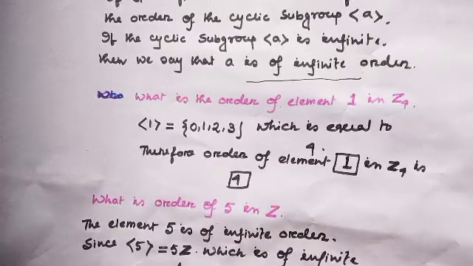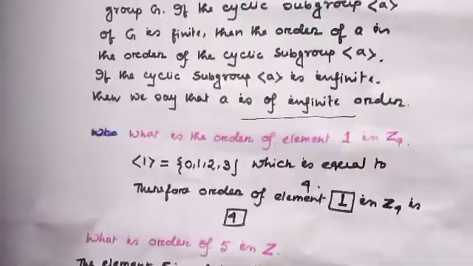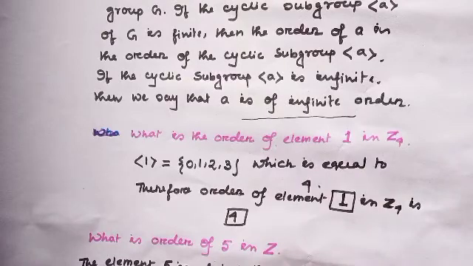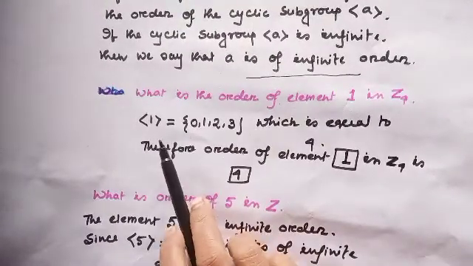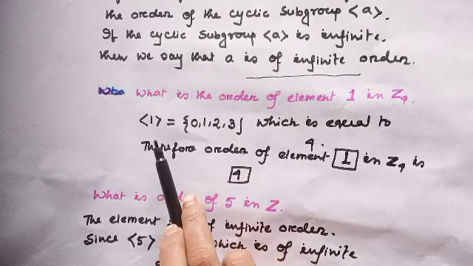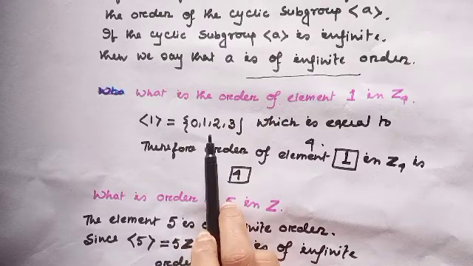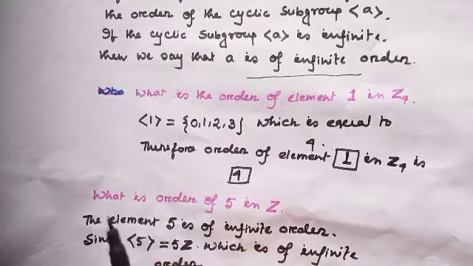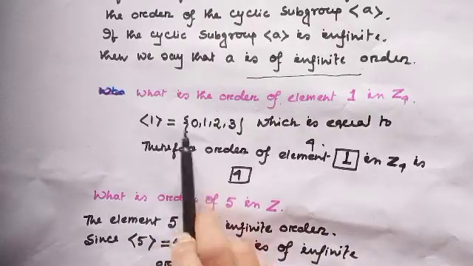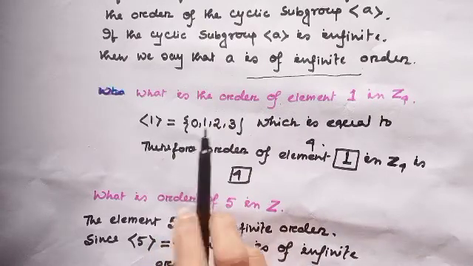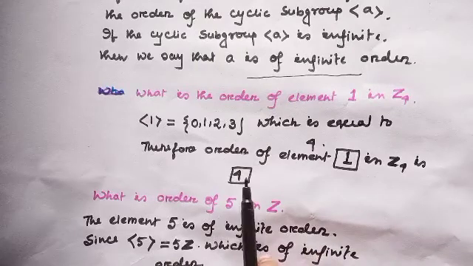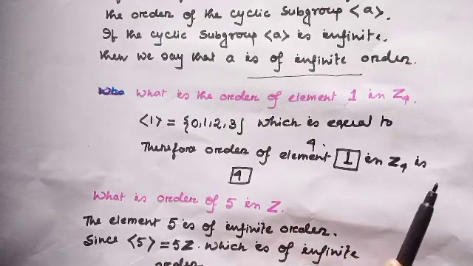What is the order of the element 1 in Z4? I have told you that the number of elements in the cyclic subgroup generated by A is the order of this element. Here, the cyclic subgroup generated by 1 is: 1, 1 plus 1 equal to 2, 1 plus 1 plus 1 equal to 3, and 1 plus 1 plus 1 plus 1 equal to 4, which is congruent to 0 modulo 4. This cyclic subgroup contains 4 elements 0, 1, 2, 3, so the count is 4. Therefore, the order of the element 1 in Z4 is 4.